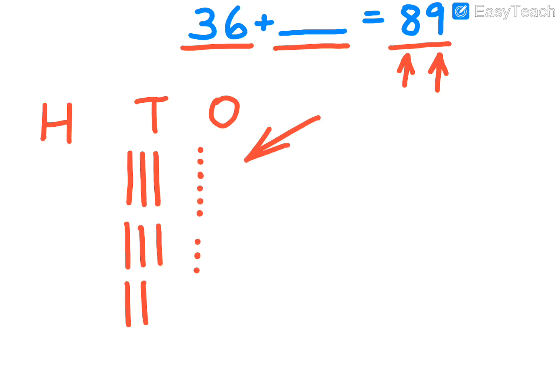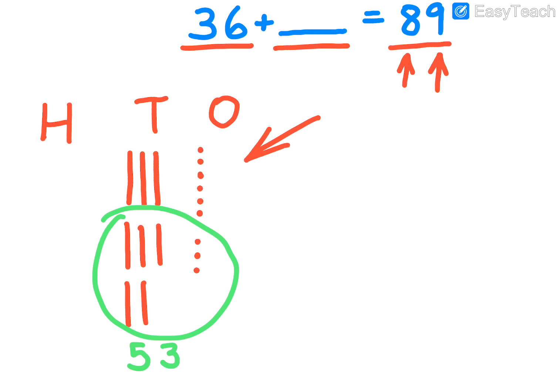Now, in order to find out what our mystery number is, we are going to have to see what all we added. This is everything that we added. So I'm going to just take these quick tens and turn them into regular numbers. I have 1, 2, 3, 4, 5 tens. Here's my 5 tens. And I have 1, 2, 3 ones. Here are my 3 ones. So that means my missing number is going to be 53.